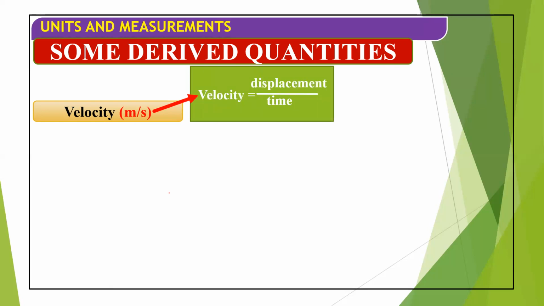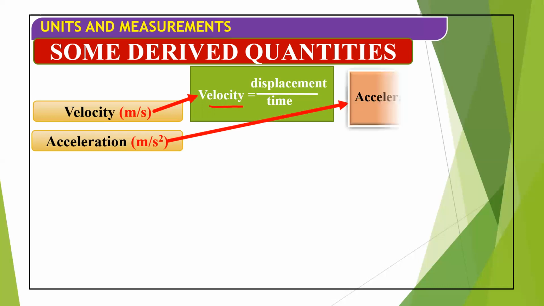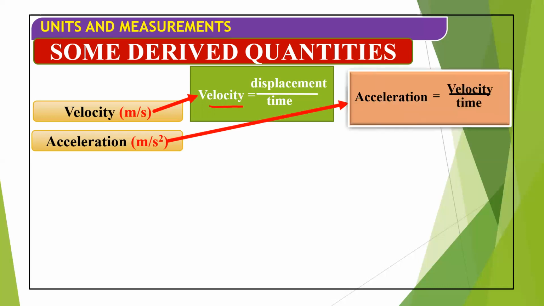The SI unit of displacement is meter. The SI unit of time is second. So there are 2 fundamental quantities involved to get a derived physical quantity, that is velocity. Acceleration. So what is acceleration? Do not worry. Again, you will be learning this in case you have forgotten your 9th grade concept. So acceleration is basically the rate of change of velocity. So acceleration is velocity by time. So the unit is meter per second square.